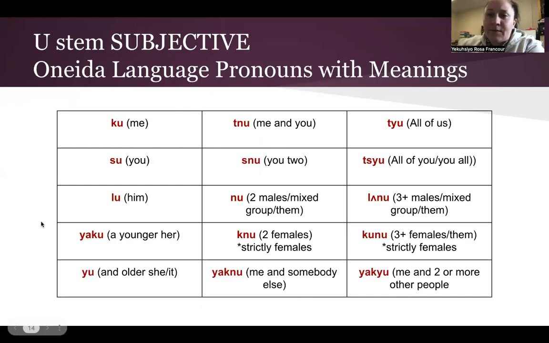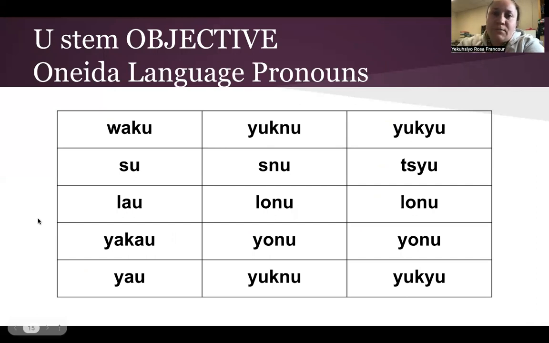Meanings are on the screen. We've gone over this a few different times in the previous video, so you should be familiar with this. Whatever pronoun is in that space, that's the meaning. So goo is me, zoo is you, lu is him, yagu is her, you is older she or it, and so on. Okay, so let's go to our objective pronouns.